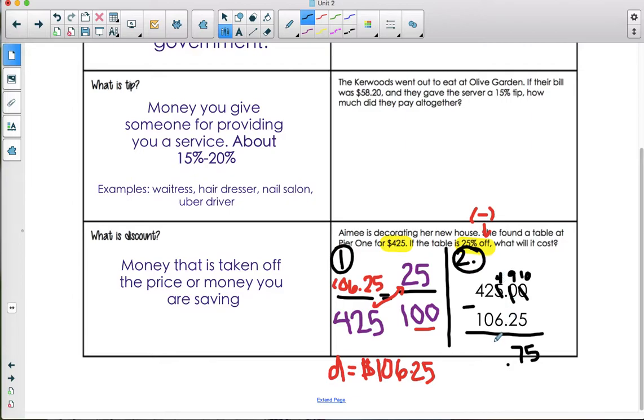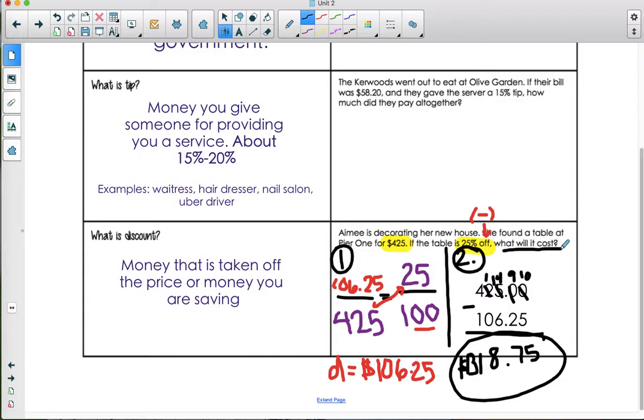And then I get to 4 minus 6. I cannot do 4 minus 6. Okay, so I'm going to have to borrow again. My 2 goes down to a 1, and my 4 becomes 14. So 14 minus 6 is 8. 1 minus 0 is 1. And then 4 minus 1 is 3. So my final cost of that table is going to be $318.75. So this is the final answer because it asks what will it cost.